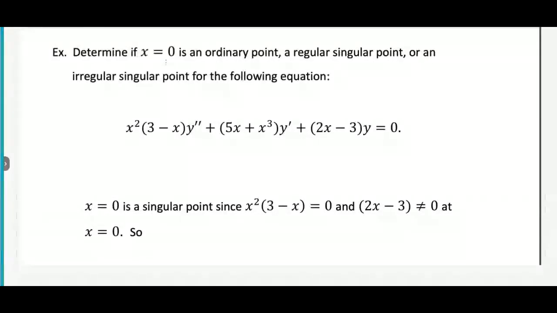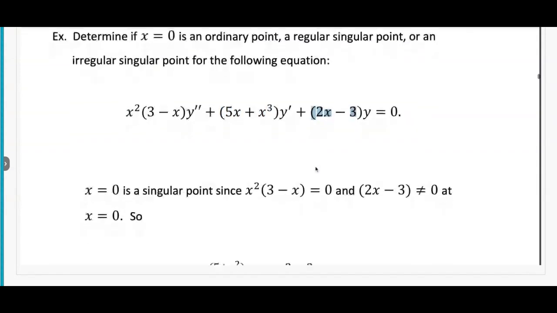Let's see this example. Determine if 0 is an ordinary point, a regular singular point, or an irregular singular point, right? So last class we talked about an ordinary point and a singular point. Now we separate a singular point into a regular one and an irregular one. So we have three kinds now. For this equation, a of x is x squared times 3 minus x, b of x is 5x plus x cubed, and c of x is 2x minus 3.